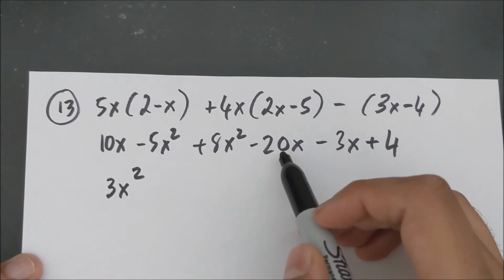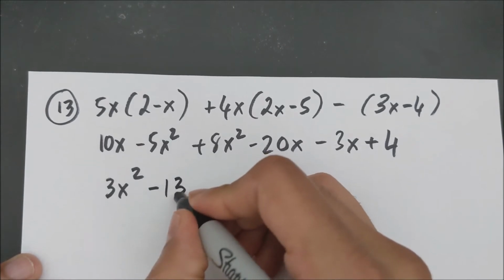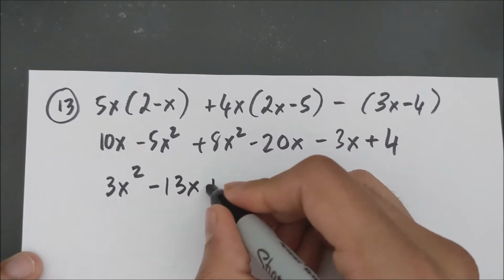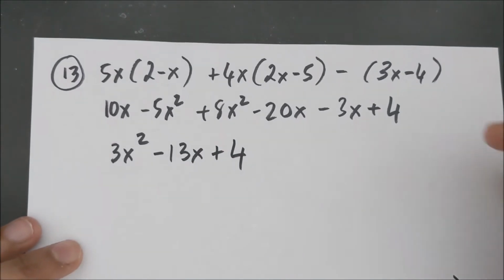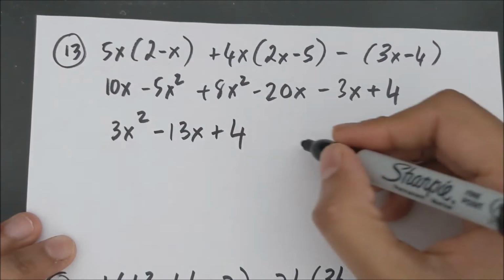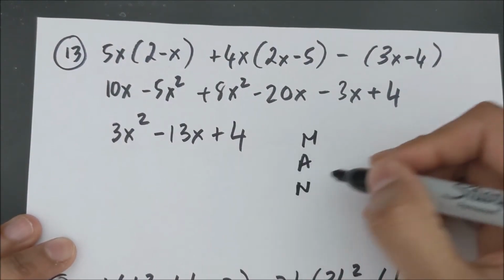10 minus 20 is -10, minus 3 is minus 13x. And then I just have a plus 4 at the end. So now I have a trinomial. I'm going to do my man method.